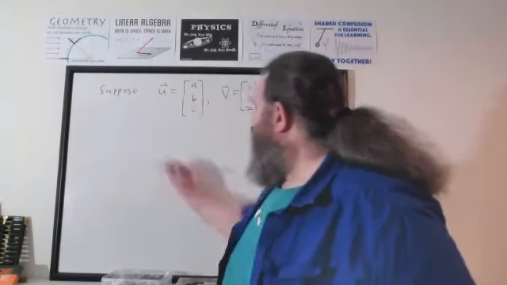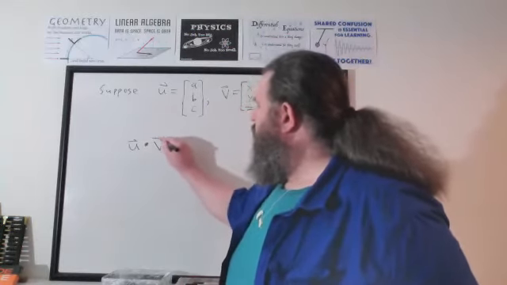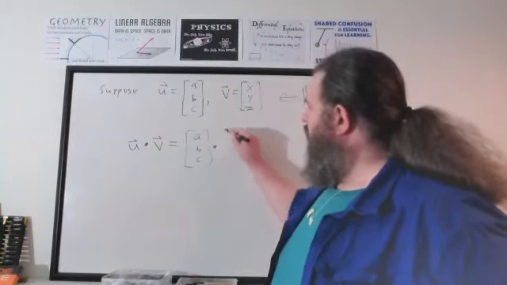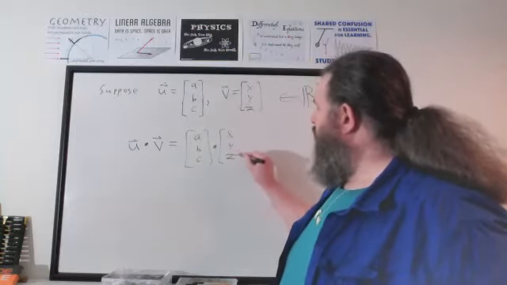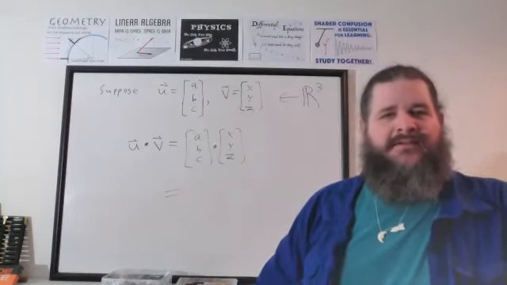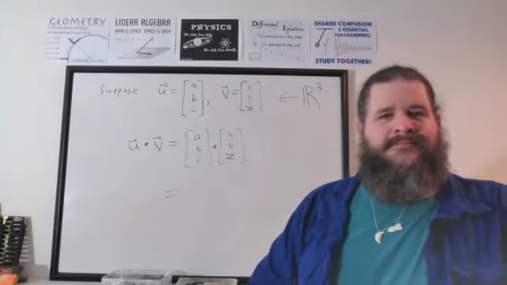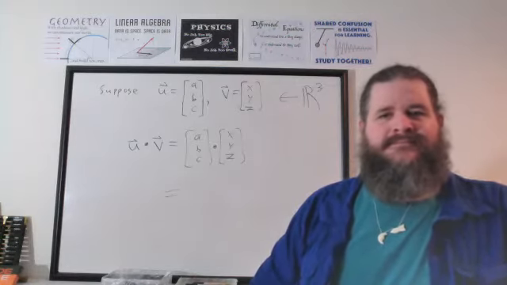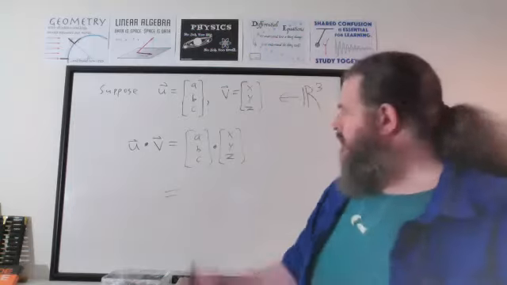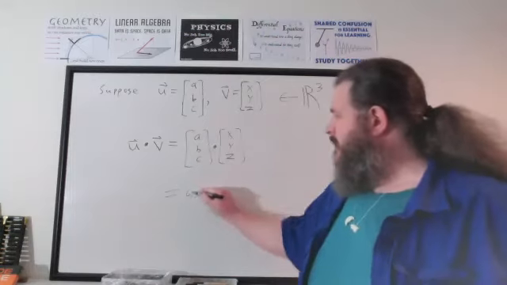If we want to calculate the dot product u dot v, that is (a, b, c) dot (x, y, z). Not multiplication, but dot product. How would you actually write that out? How would you expand that dot product? Yeah, multiply the matching components: a times x plus b times y plus c times z.